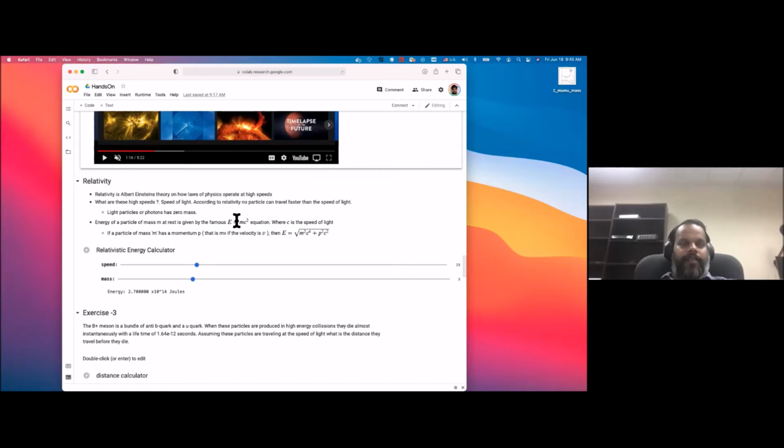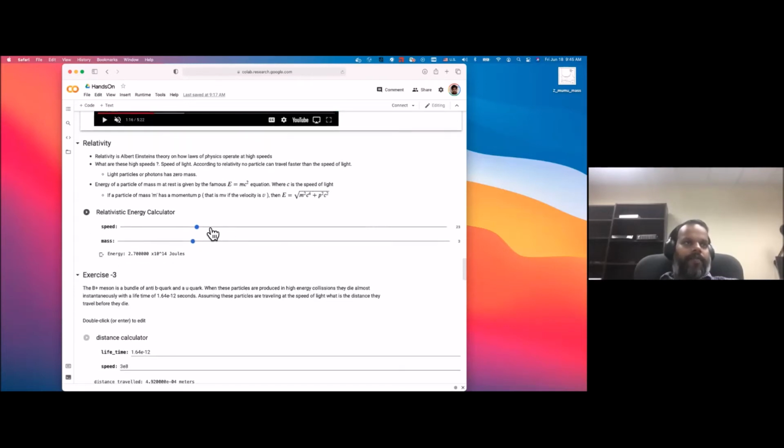For that kind of situation, E equals mc squared takes a slightly different form. It becomes E equals the square root of m squared c to the power of 4 plus p squared c squared. This would be the expression for the energy of particles which have a velocity.